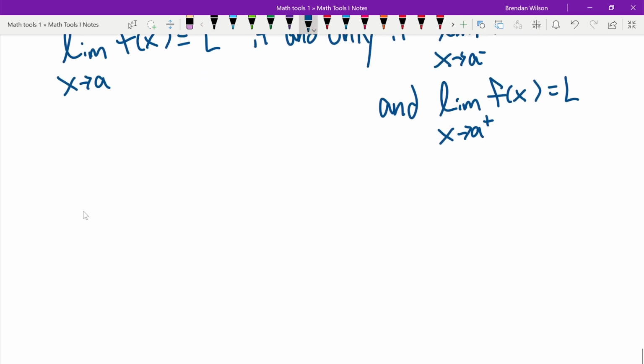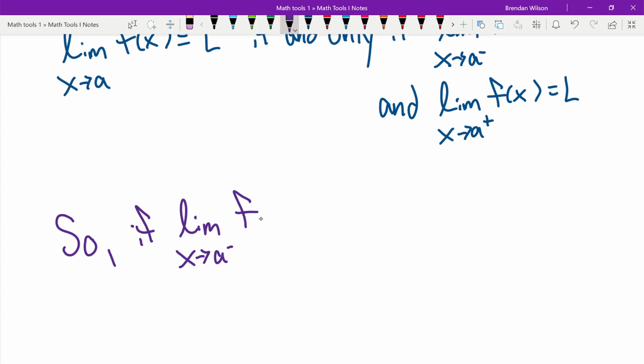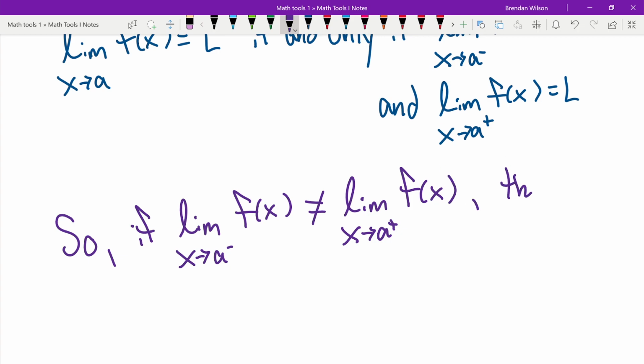Okay. So we could say a corollary to this would be, if the limit as x approaches a from the left of f of x does not equal the limit as x approaches a from the right of f of x, then the limit does not exist, right? And we write that as DNE. That's a common abbreviation for does not exist.